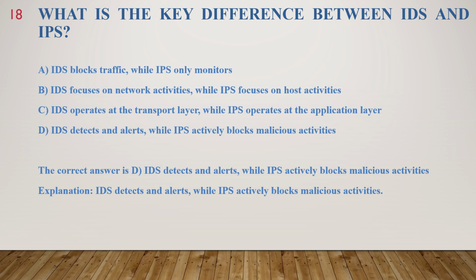Here's a breakdown of the other options. A. Incorrect. While IPS can block traffic, it also has detection capabilities. IDS, on the other hand, does not block traffic, only detects and alerts. B. Incorrect. Both IDS and IPS can monitor both network and host activities depending on their configuration. C. Incorrect. Both IDS and IPS can operate at various layers of the OSI model, depending on their specific function.